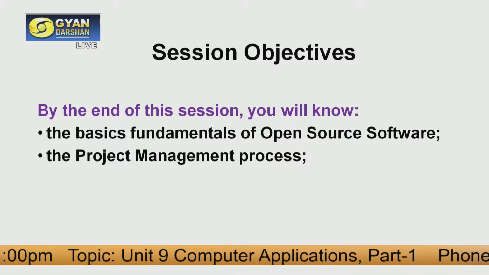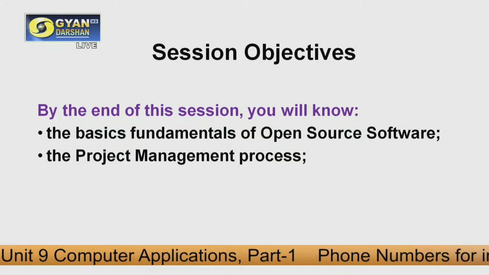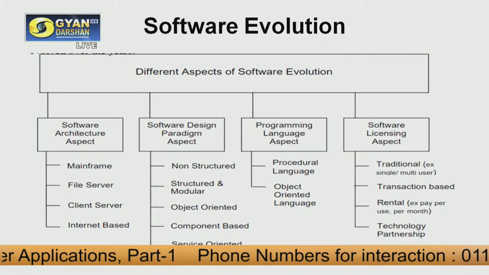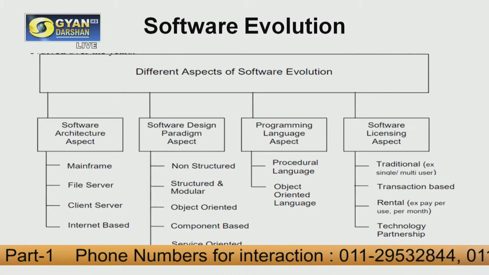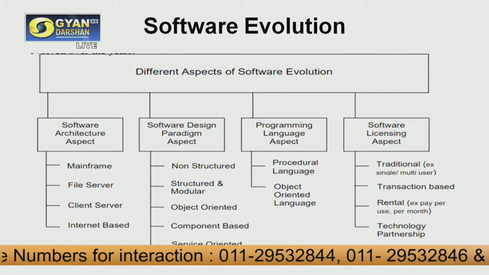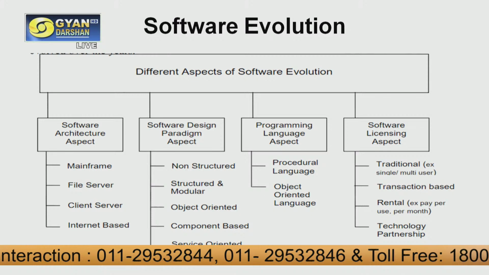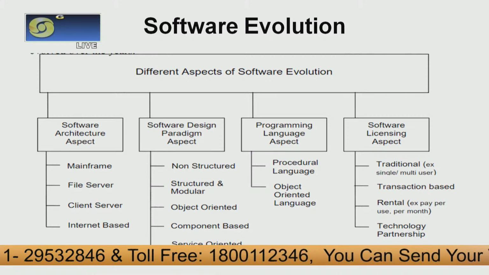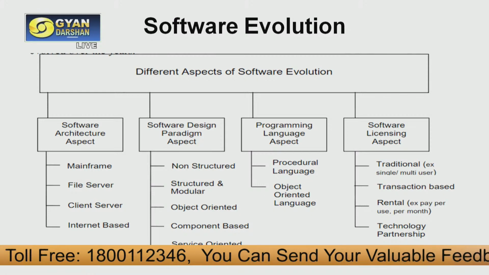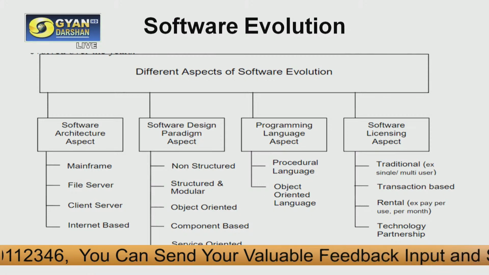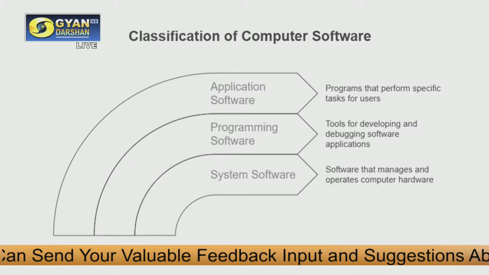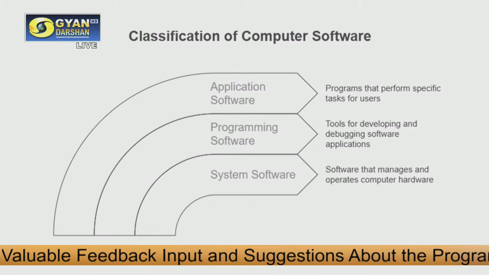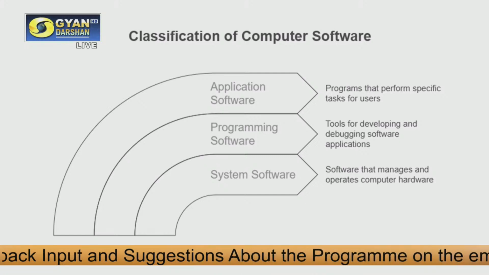So the objectives of today's session are to understand the basic fundamentals of the open source softwares and understand the project management process. In our earlier session, we had already discussed that there are different aspects of software evolution, wherein we touched on the software architecture aspect, software design paradigm aspect, programming language aspect, and software licensing aspect. In the software licensing aspect, we had briefly discussed the open source softwares, but open source softwares can be from any variety of the softwares.